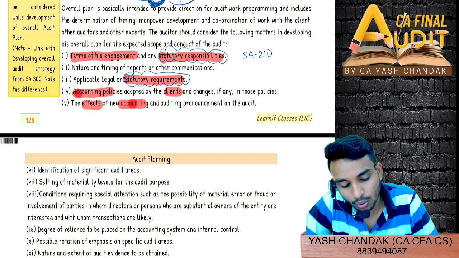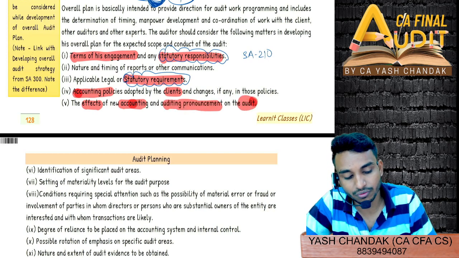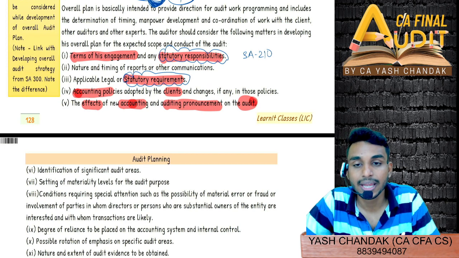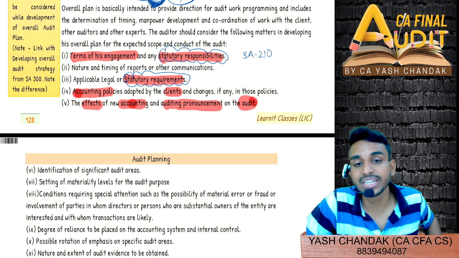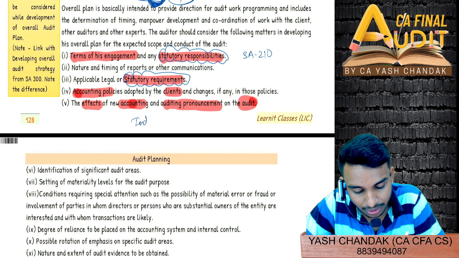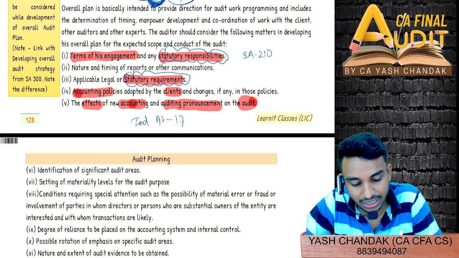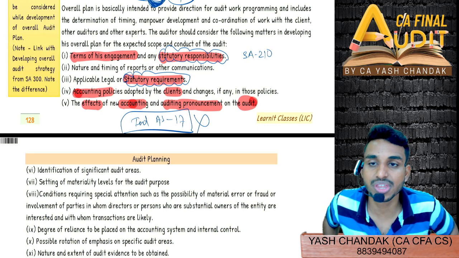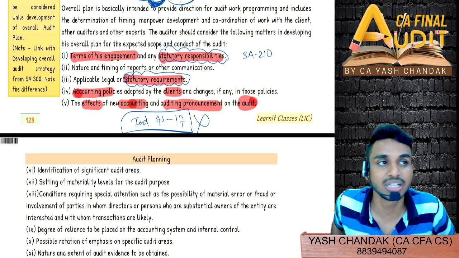Then, effects of new accounting and auditing pronouncements on the audit: what all effects are there? For example, before 2018 it was Ind AS 17 on leases. Now they have removed Ind AS 17 and come out with Ind AS 116 for leases.